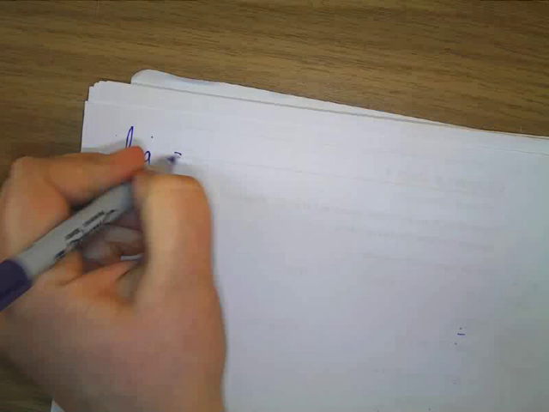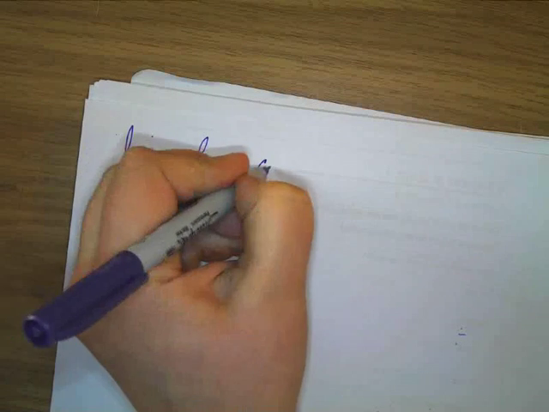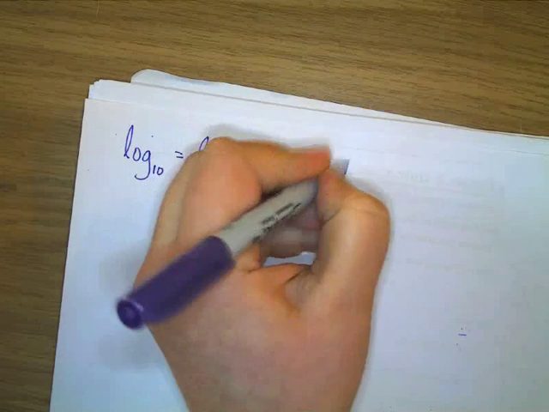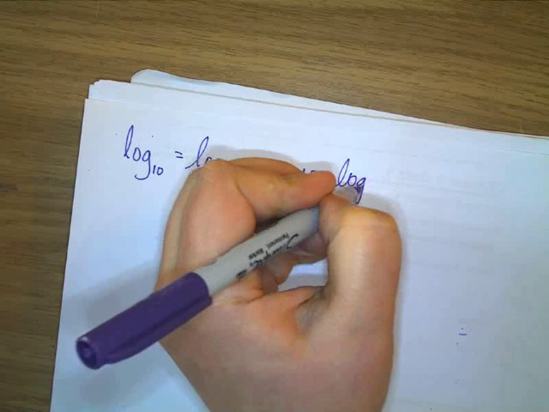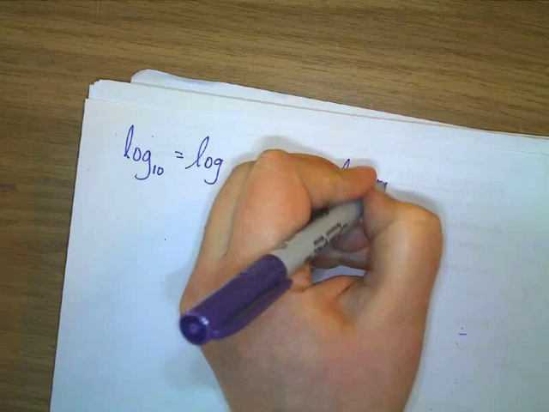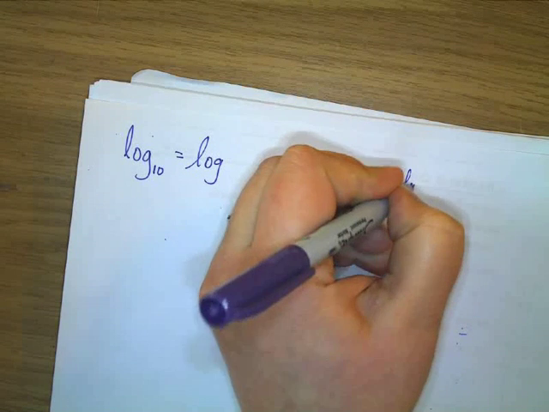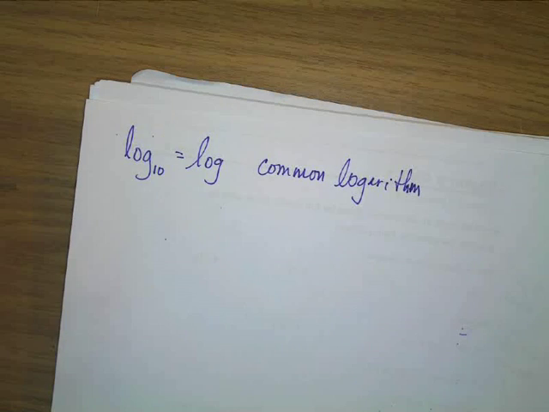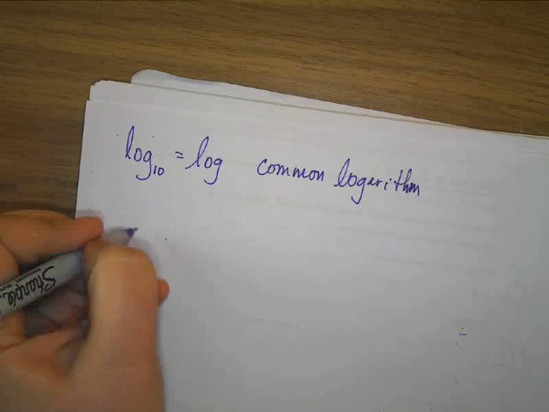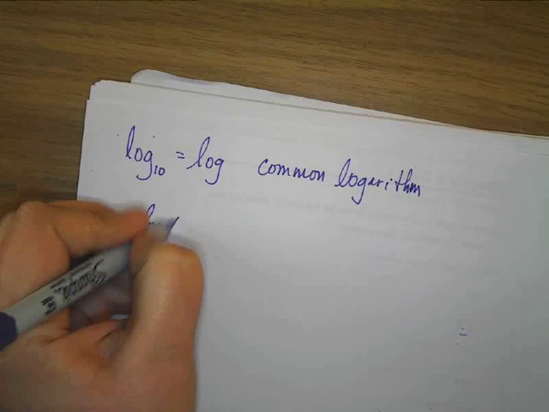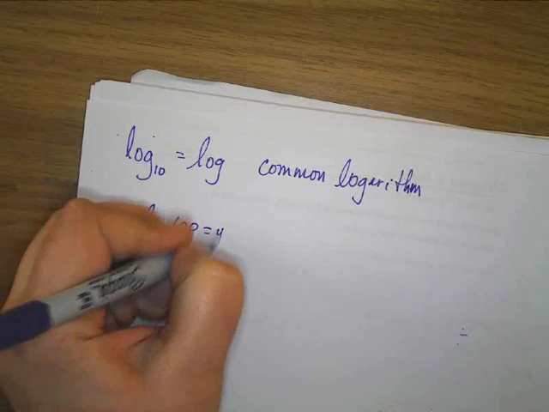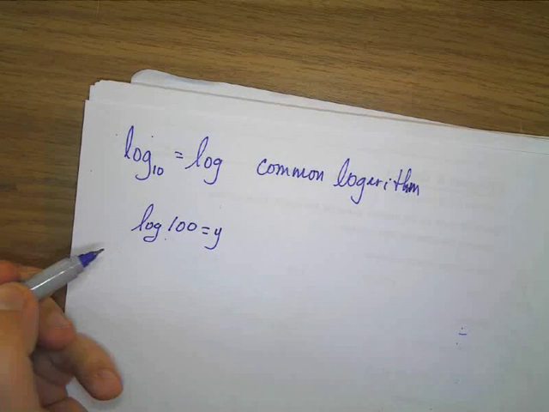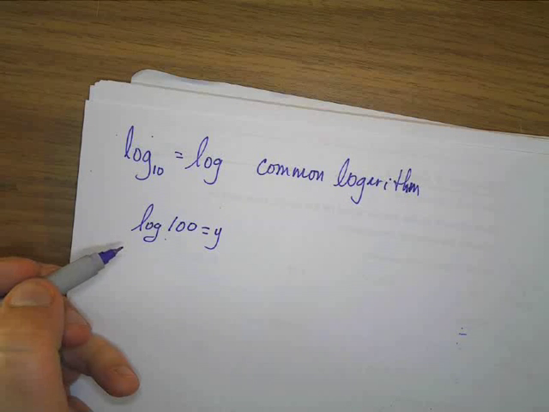Log base 10 we write as just log. This is known as the common log. Because it's common, we get to shorthand that a little bit. We don't have to write the base. So if I just said log of 100 equals what? I didn't give you a base. So when there's nothing written there, it's an assumed 10.